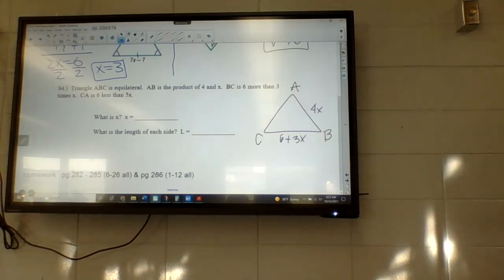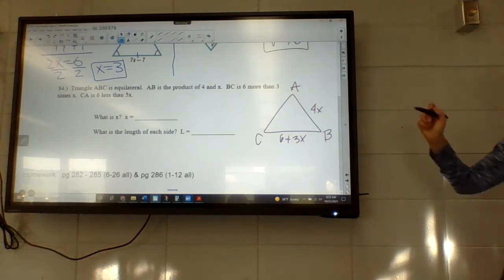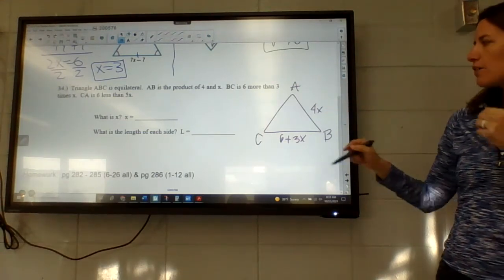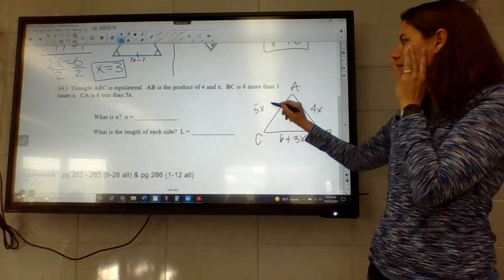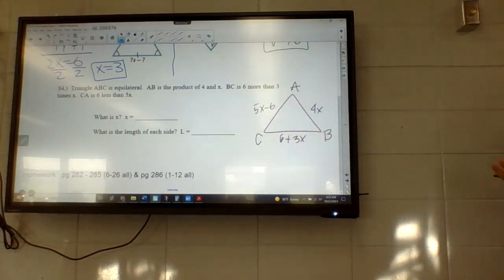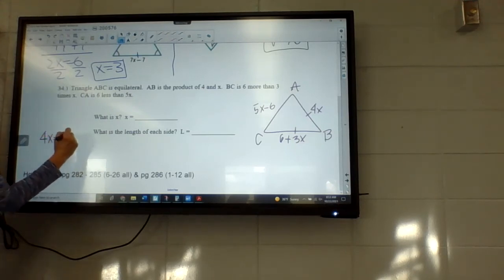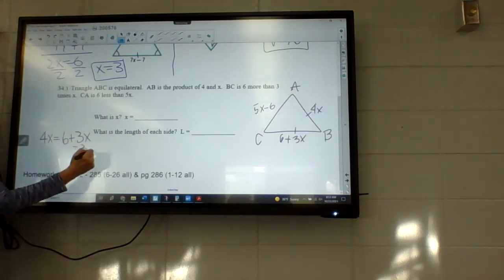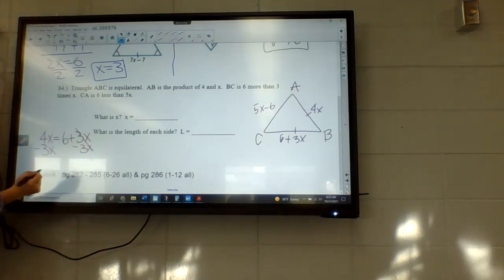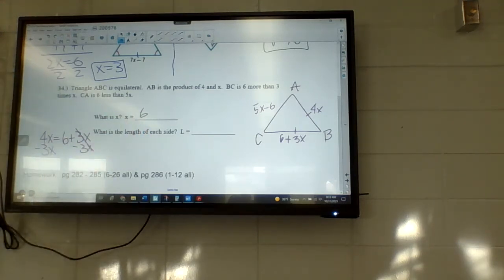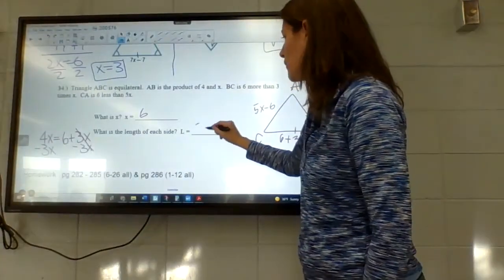Now, technically, do I even need that third side? No. This is equilateral, so you could stop. But if you do 6 less than 5x, just be careful. This should be 5x minus 6, because if you're taking 6 less than something, you have to take the 6 away. So we're marking these to be the same. So we're going to solve that. I don't really even need that third side. Move that 3x over. So I find out that x is going to be 6. And then they want the length of each side, so we just put that value back in. So what's each side going to be? 24. 4 times 6, 24.